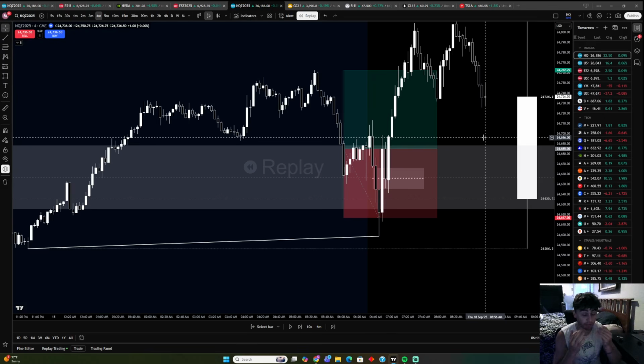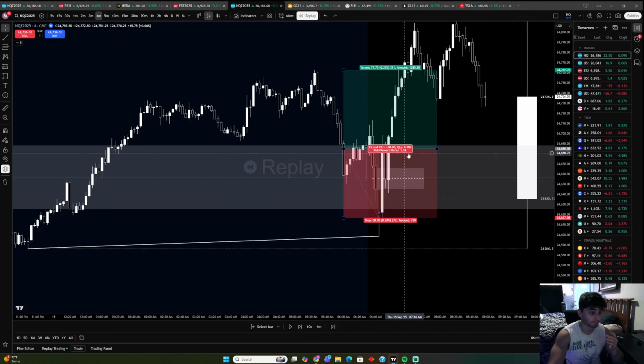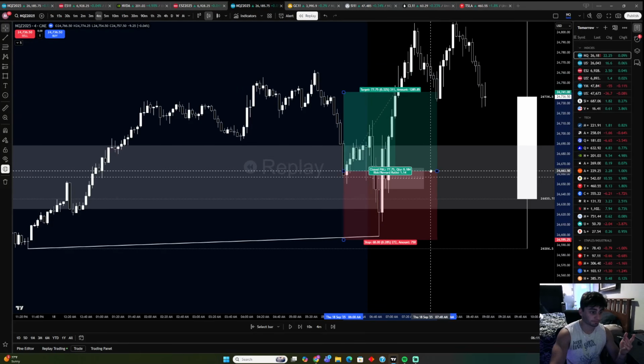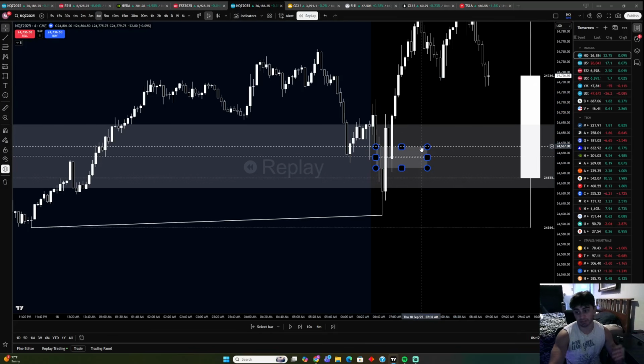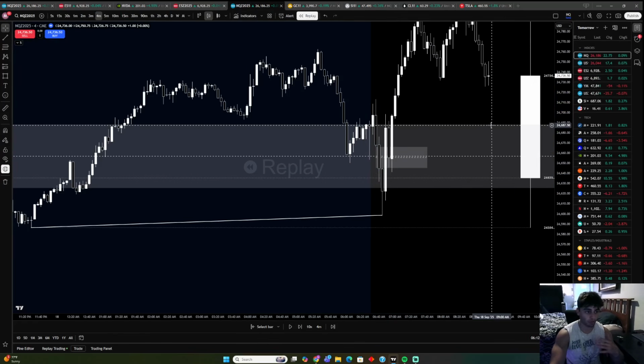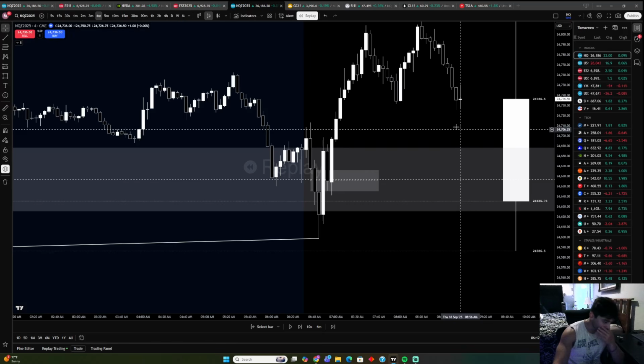Maybe you don't want to risk 50 points on a trade, like this would be a 68-point risk. Maybe you don't want to risk that much, so you go ahead and you put your entry down here, and you're okay with potentially missing out on this trade, right? Those are important things to think about when you're looking at taking trades like this. Cool.